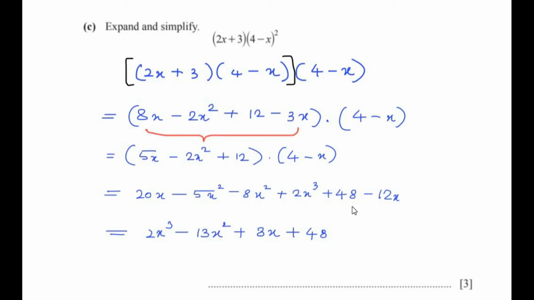Now the final step is simplification and writing the answer. Start by writing the highest power of x first. So 2x cube, this is the highest power of x. So we have written 2x cube.